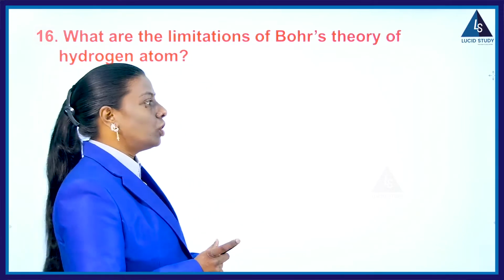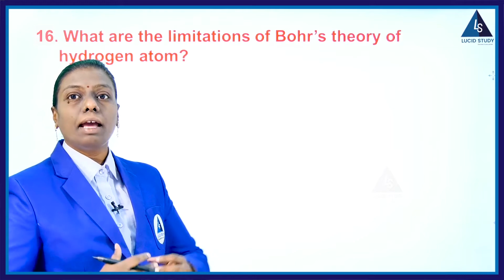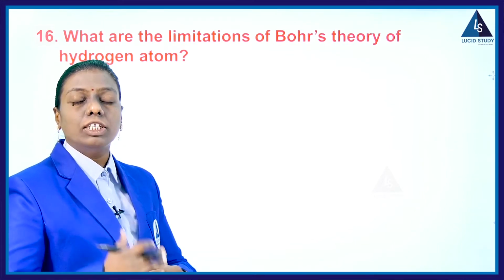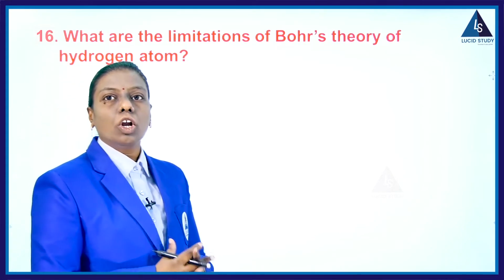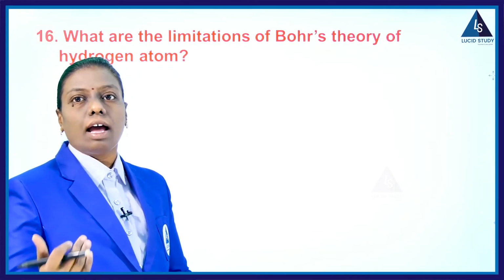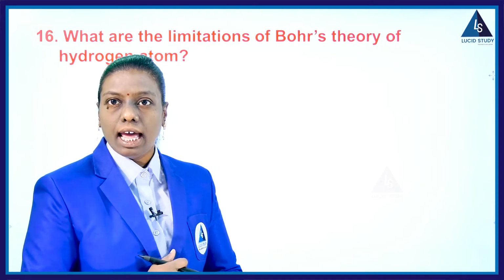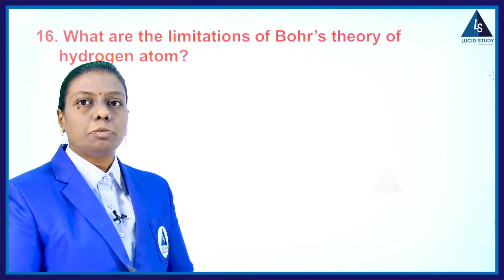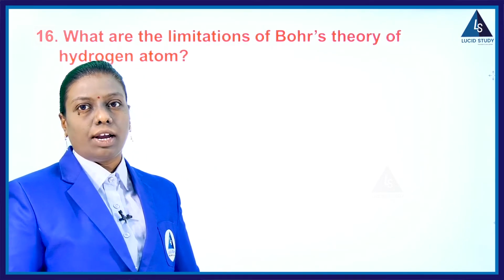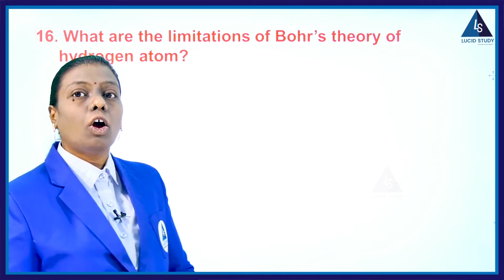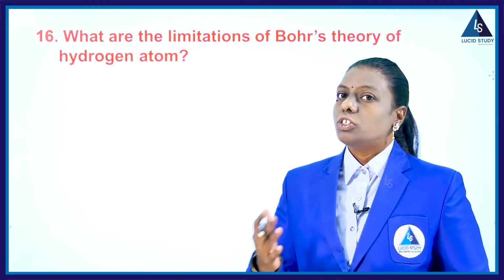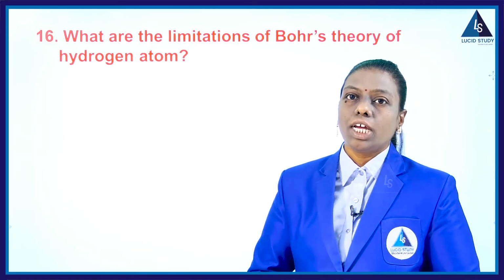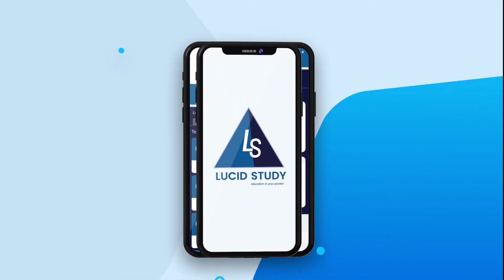First, it could not explain the atomic numbers for elements having atomic numbers greater than 1. Next, it could not explain why the orbits are spherical and not elliptical. Next, it could not explain the relative intensities of the spectral lines. And it did not take into account the wave properties of the electrons. So these are the 4 drawbacks of the hydrogen atom model.